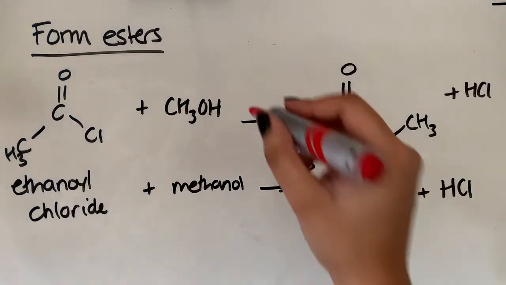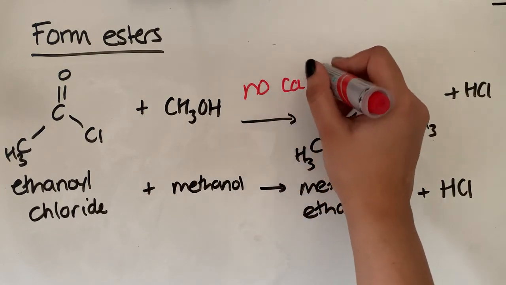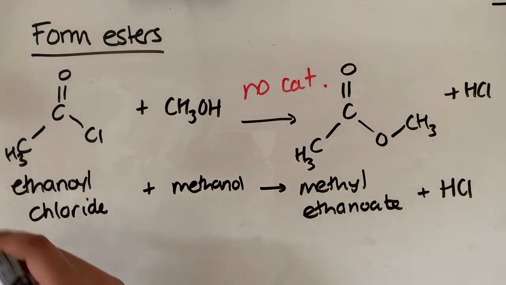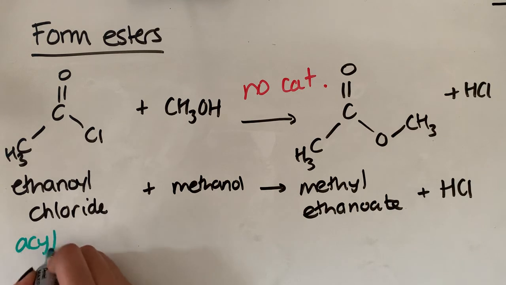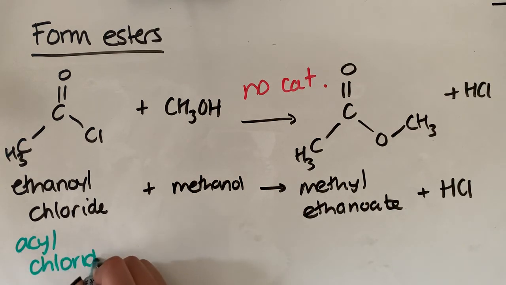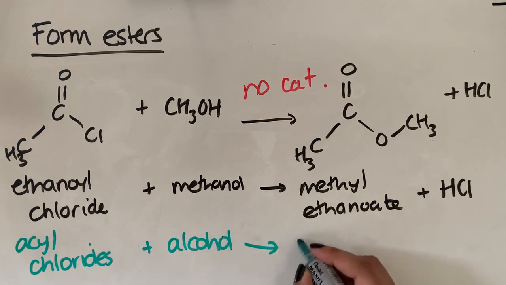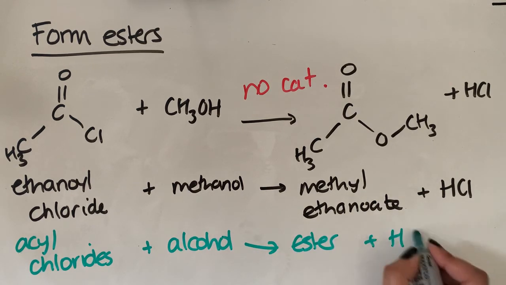I'm just going to write that here. There is no catalyst used in this process. Acyl chlorides are very reactive compared to carboxylic acids. I'm also going to write a general equation underneath. So you can have acyl chlorides plus alcohol makes ester plus HCl. That's the general equation for acyl chlorides forming esters.